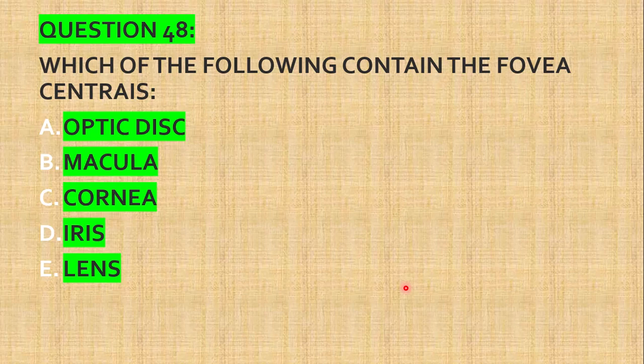Question 48. Which of the following contains the fovea centralis? You know what the fovea centralis is and where it is found? Option A, optic disc. Option B, macula. Option C, cornea. Option D, iris. Option E, lens. The answer to this question is the macula. So remember, the fovea centralis is in the macula.